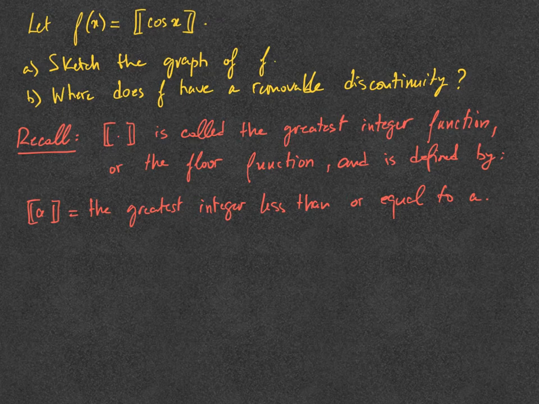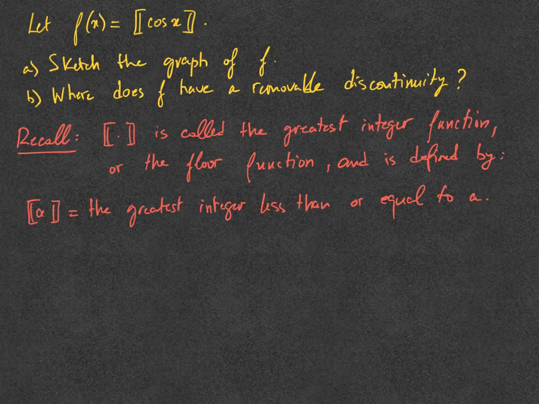The question here is to sketch the graph of the function f given by f of x equals the floor function of cosine x, and see where f has a removable discontinuity. So let me first recall the definition of the floor function, also called the greatest integer function and denoted by double brackets. It is defined for each real number a to be the greatest integer less than or equal to a.